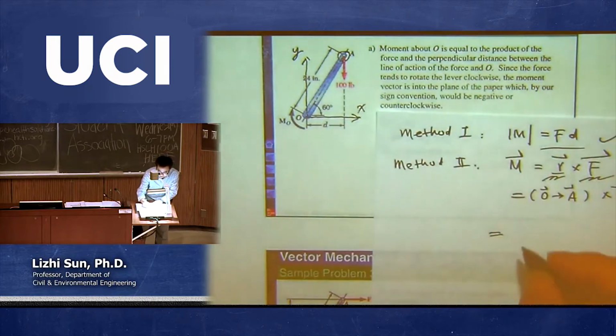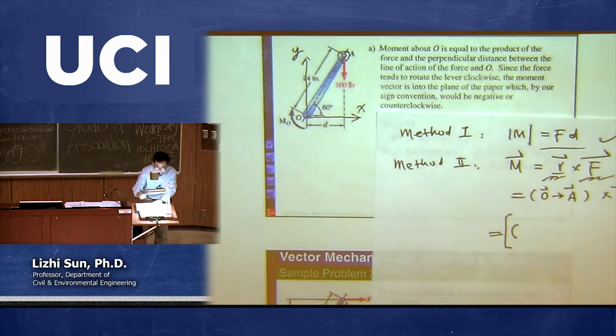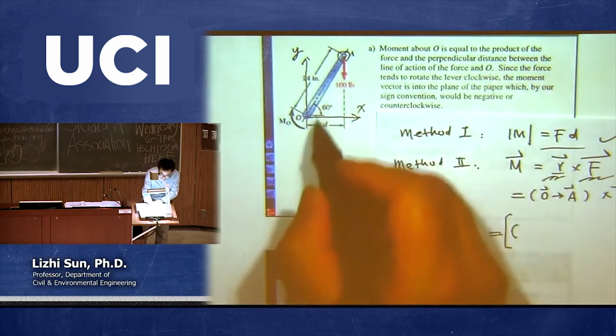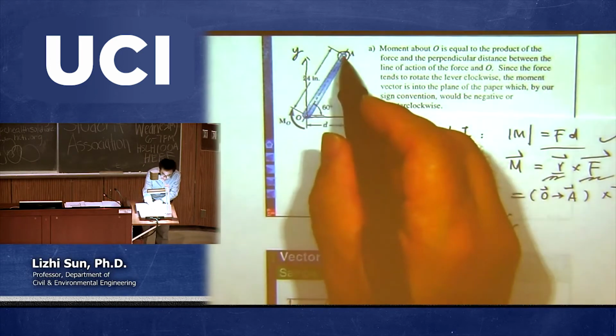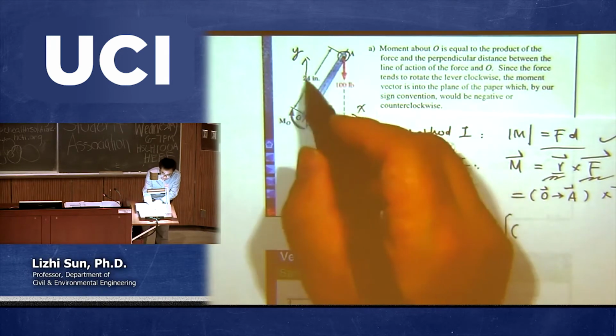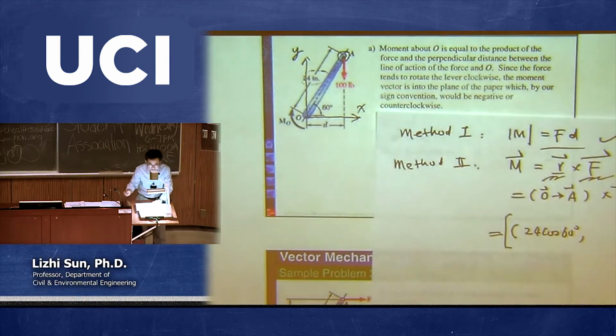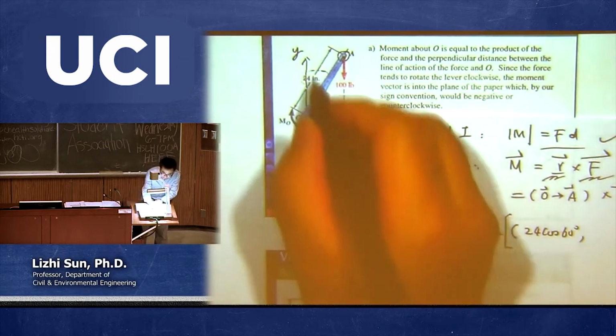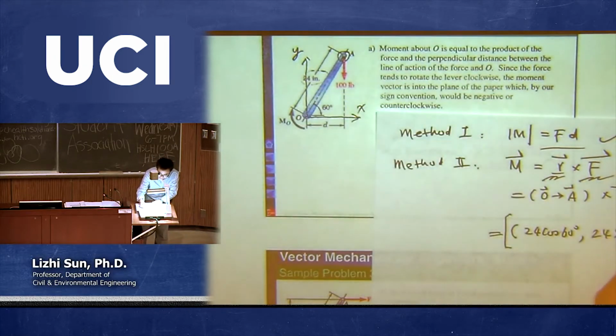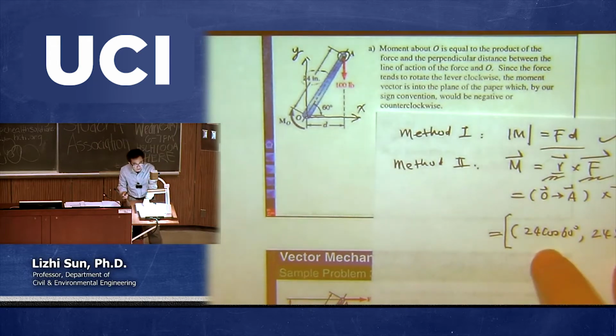So it's A subtract O. That means you have the two components of point A, and now we have the origin here. What is the X component of this A? The X component of this A is 24 times cosine 60. And the Y component is 24 times sine 60 degrees. So these are the two components at point A.